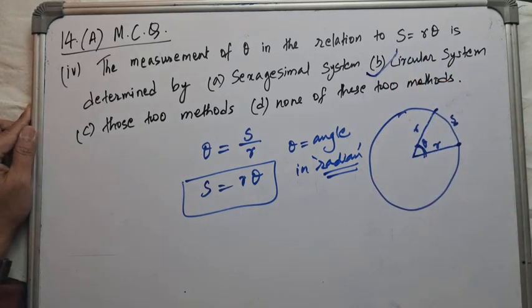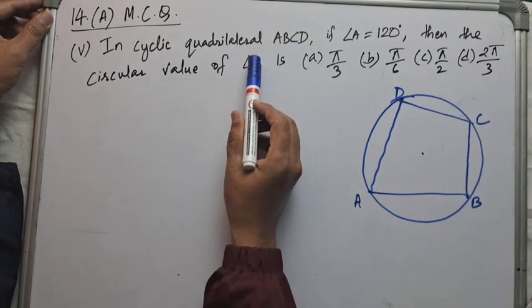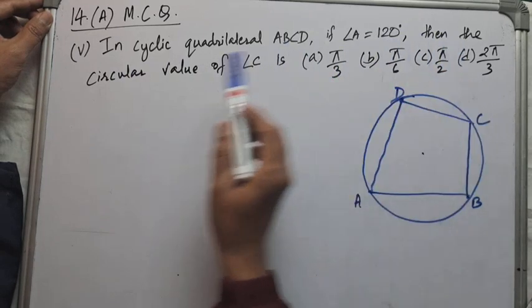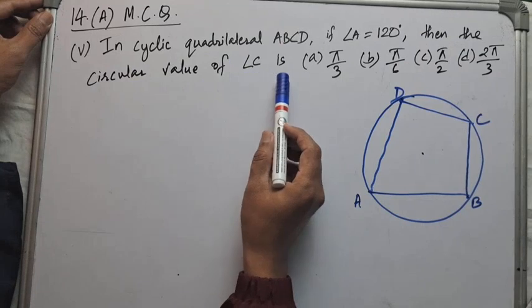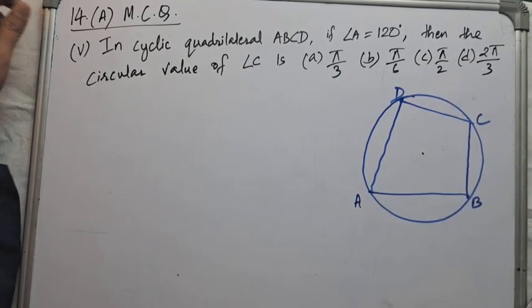Now let us do question number 5 of 14. In a cyclic quadrilateral ABCD, if angle A is 120 degree, then the circular value of angle C is, so these four are the options given to us. We are asked to choose the correct one, isn't it?